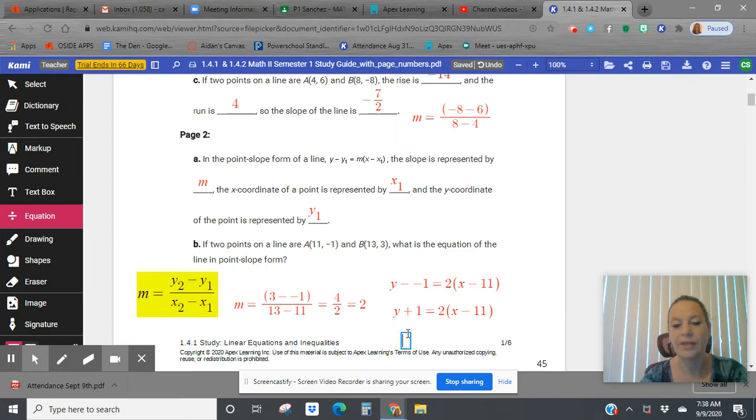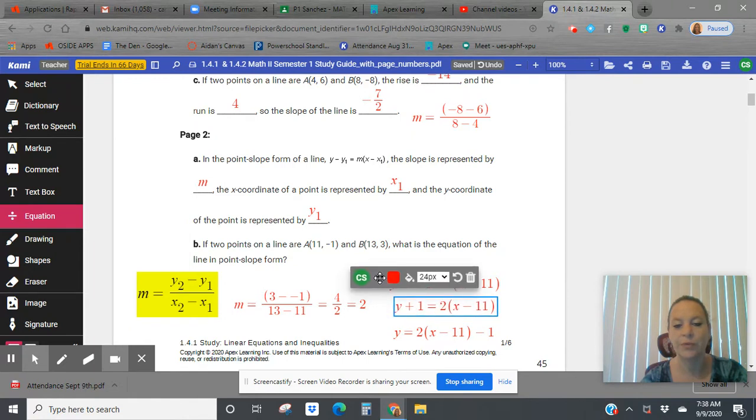And remember that we can write this in the other format of y equals 2 parentheses x minus 11, minus 1 at the end. If I took this plus 1 and subtracted it from both sides, it could end up over there as well. So all of these are good. Could you have written this formula with the other point? Could you have used 13, 3? Absolutely. y equals 2 times x minus 13, plus 3 could have been an answer as well.